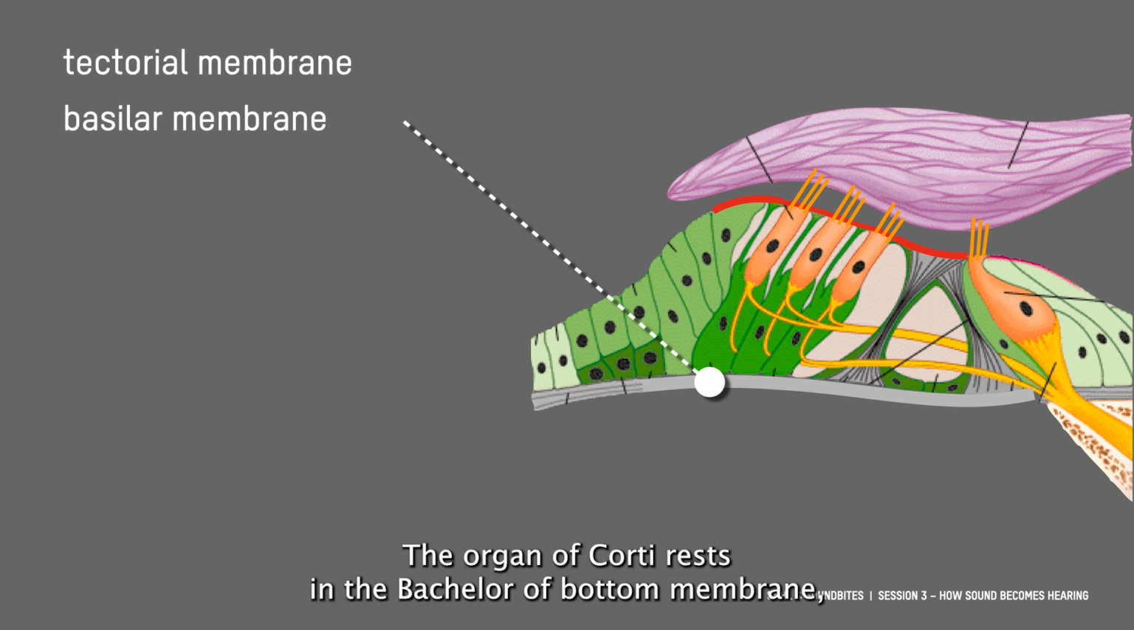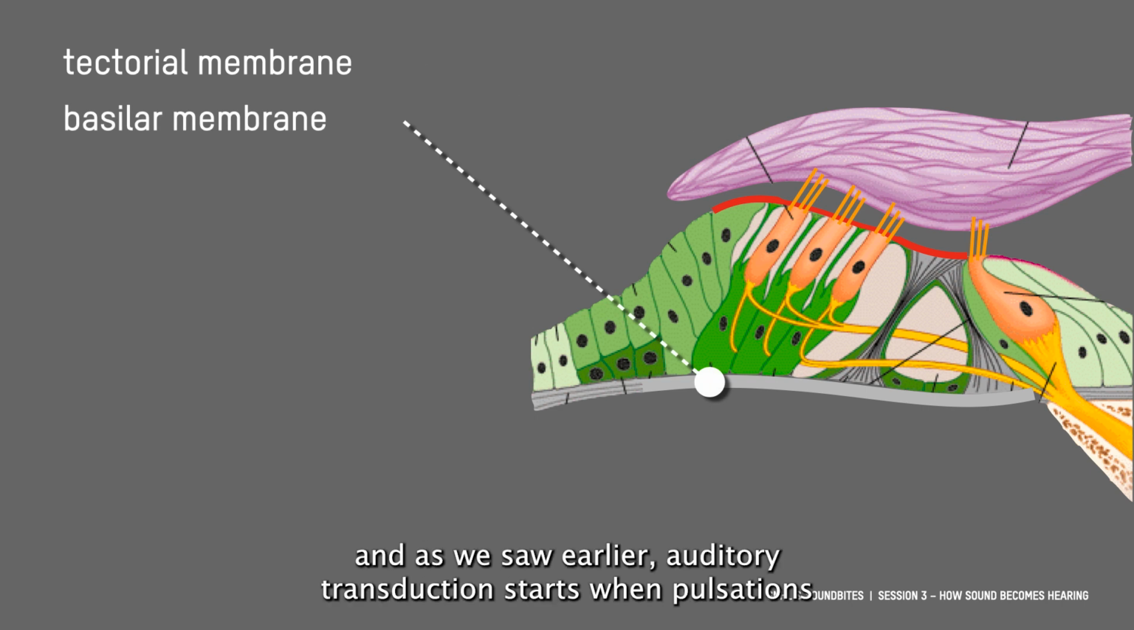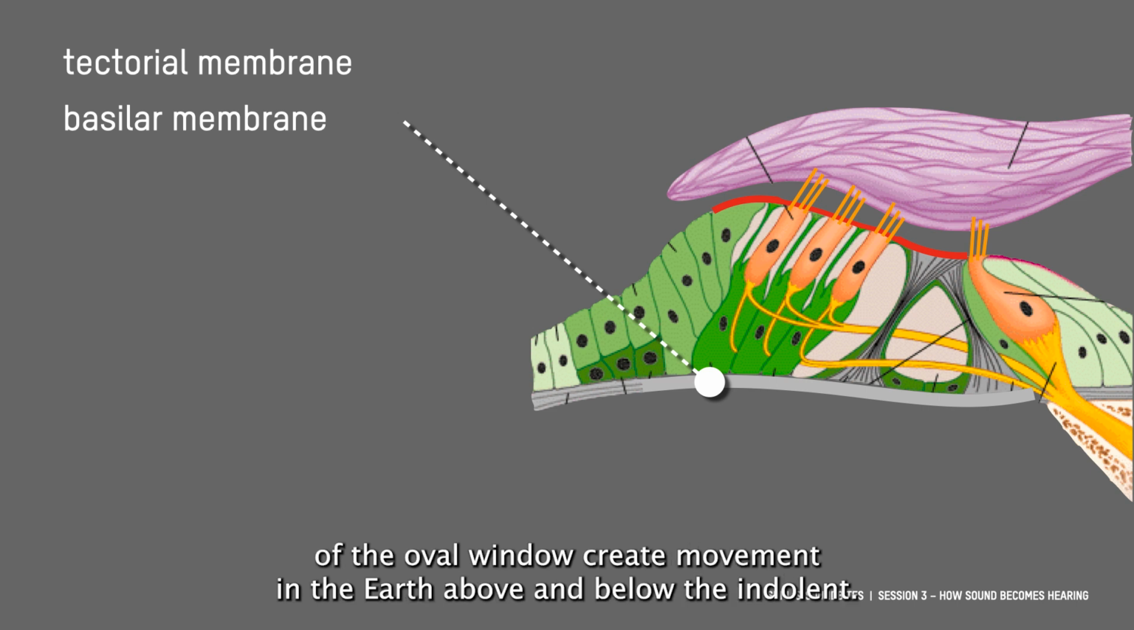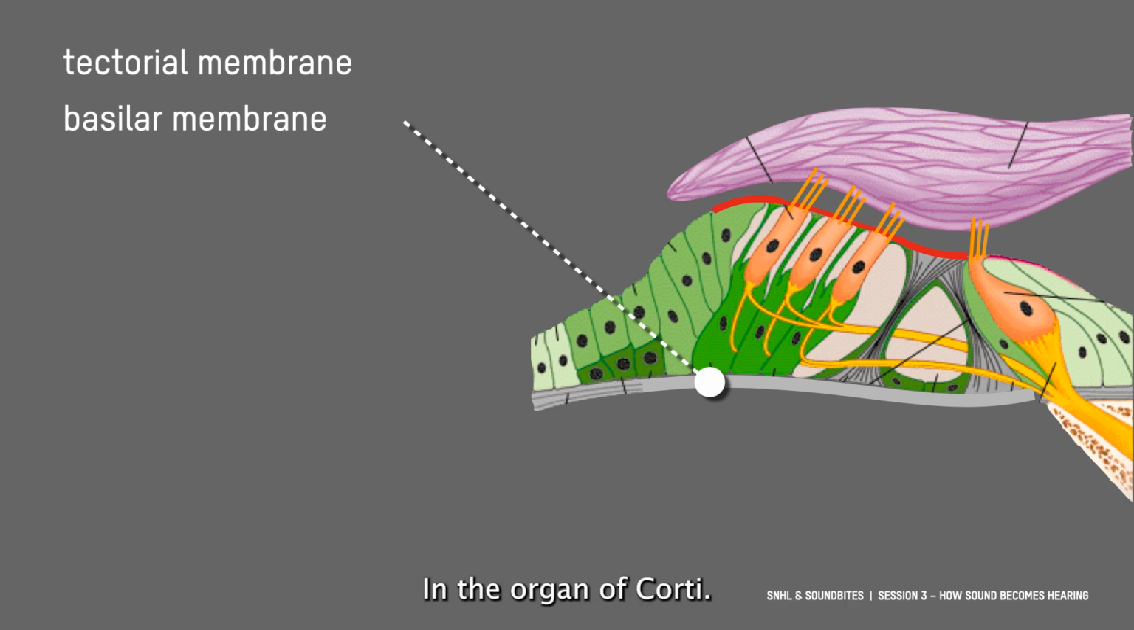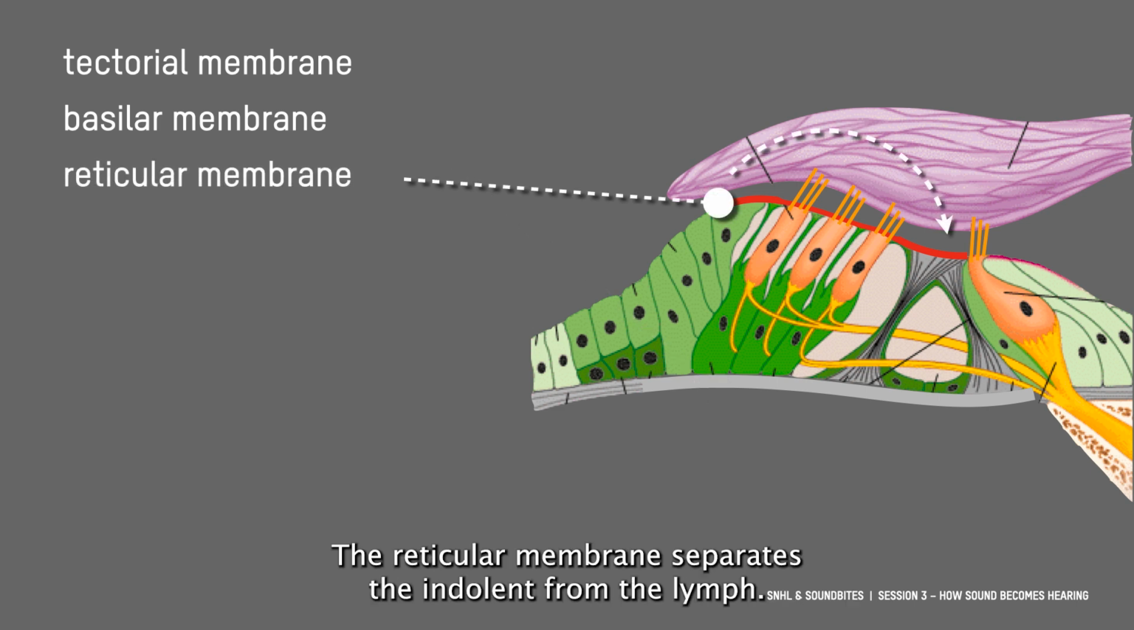As we know, the organ of Corti rests on the basilar or bottom membrane, and as we saw earlier, auditory transduction starts when pulsations of the oval window create movement in the perilymph above and below the endolymph in the organ of Corti. The reticular membrane separates the endolymph from the perilymph.